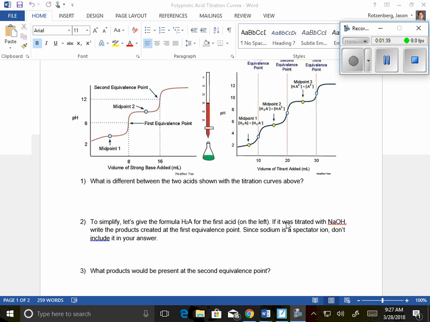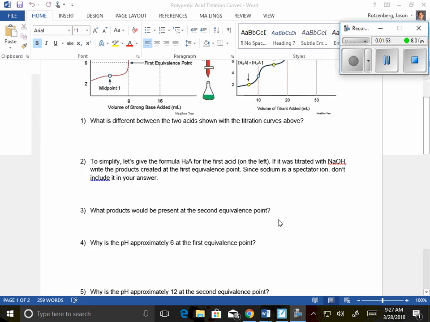What we're going to do is, if it was titrated with NaOH, write down the products at the first equivalence point. Notice the graph. The first equivalence point is where the first steep incline occurs. It also mentions that sodium is a spectator ion, so we don't need to include that in our answer.